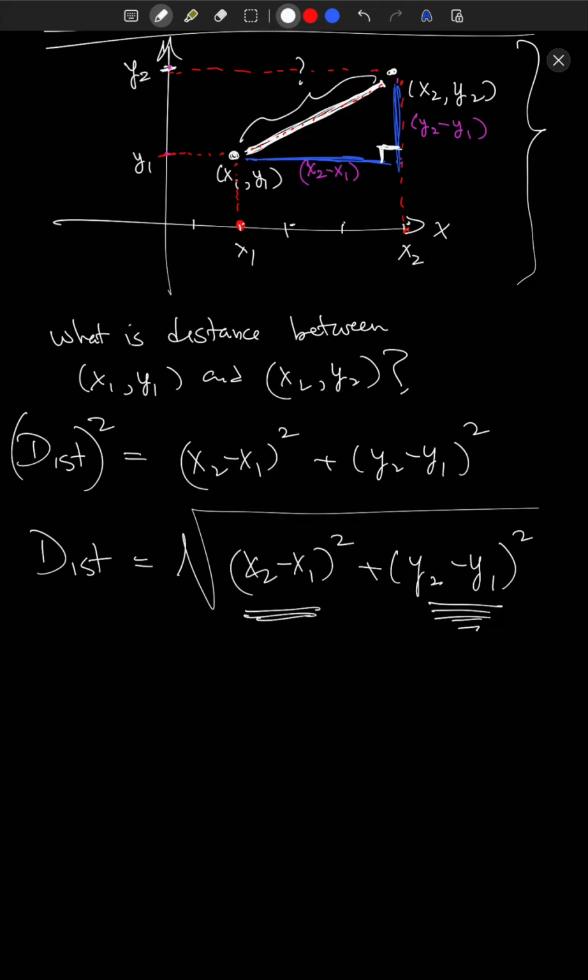Note another thing: I chose to write this as x2 minus x1 and y2 minus y1, but it doesn't matter. I could have written it as x1 minus x2 or y1 minus y2, because ultimately the difference between x2 minus x1 and x1 minus x2 is a minus sign. 7 minus 3 is 4, and 3 minus 7 is negative 4. But no matter what, I'm going to be squaring the number, so whether it's 4 or negative 4, I'm going to get 16. So the order, x2 minus x1 or x1 minus x2, doesn't matter at all.